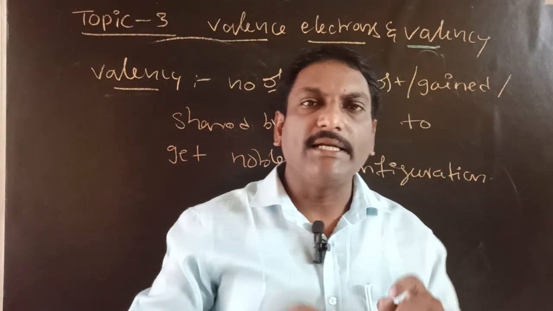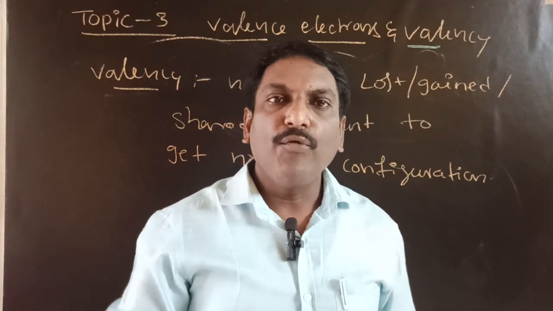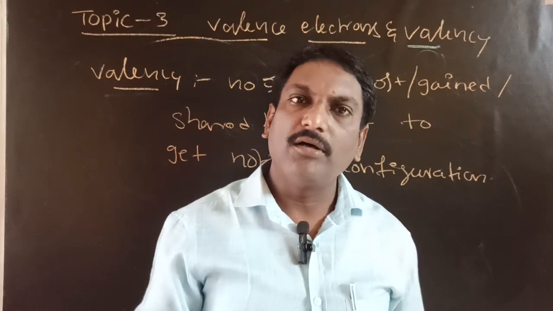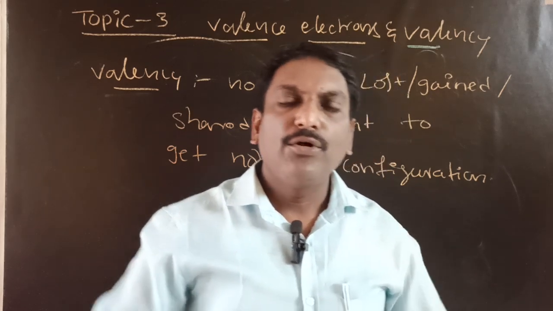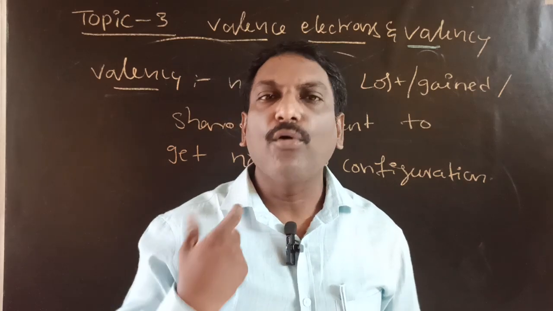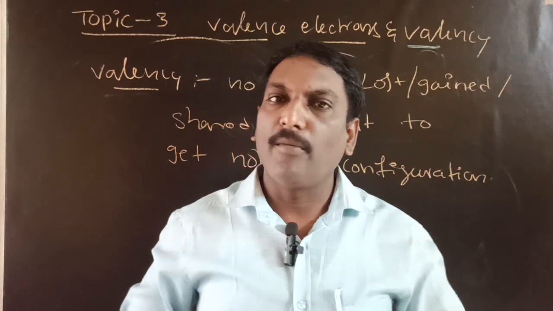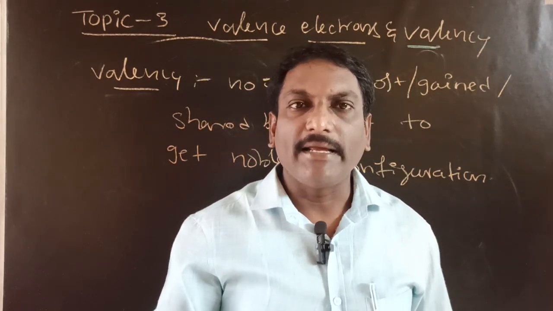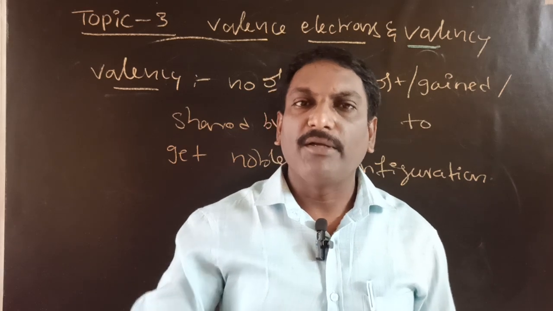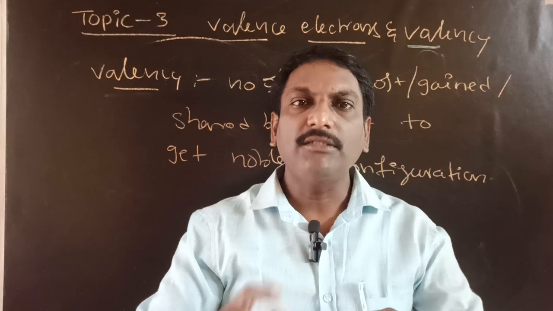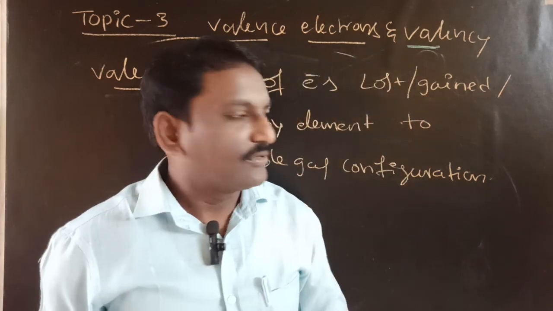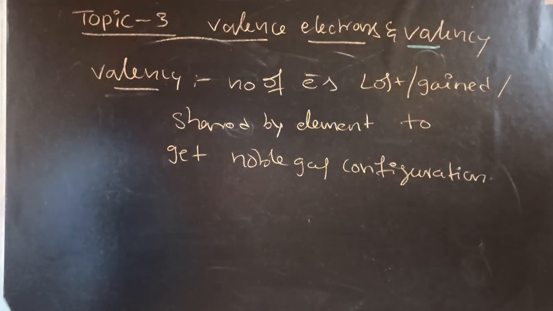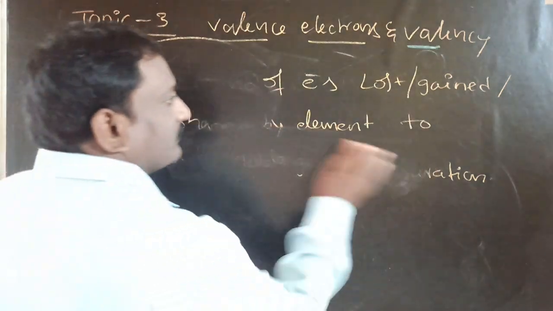You must have known that each and every element in the periodic table always tries to attain nearest noble gas configuration by the gain or loss or sharing of electrons. Because noble gases, or stable gases, have no tendency to take part in chemical combination. So that's why each element tries to attain nearest noble gas configuration by loss, gain or sharing of electrons. So this is the exact definition regarding valency. Right.